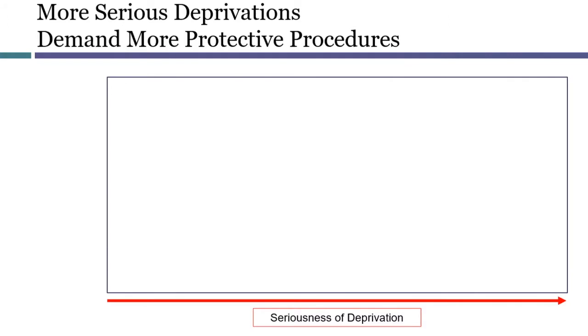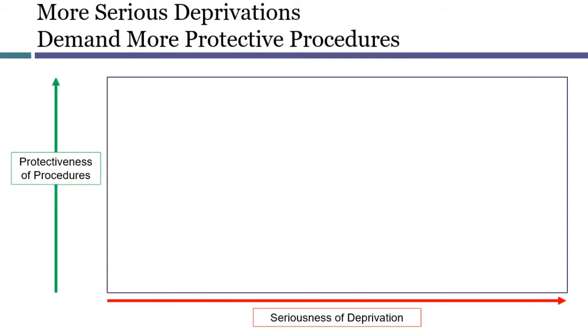Because procedural due process can potentially be applied to any sort of governmental enforcement action, it is necessarily flexible. Depending on the situation, different procedures might be required. The next diagram helps visualize this idea. In this graph, the x-axis represents the seriousness of a deprivation. Life imprisonment without parole would be more serious than a junior high student receiving an hour of after-school detention.